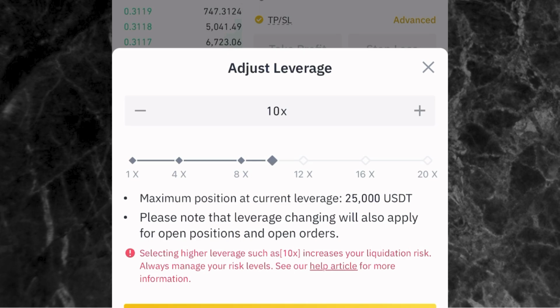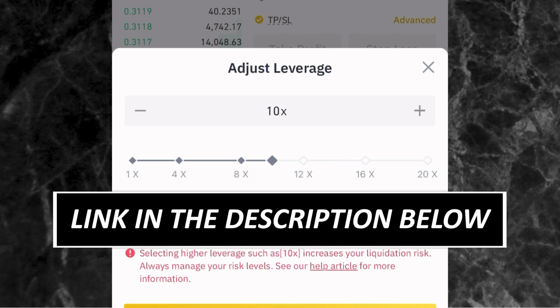Now, I don't have a tutorial video on margin trading yet, but I'll be making that soon. But I have a tutorial video, a complete guide on how to do futures trading on Binance. If you've not watched that, I'll put the link to that video in the description below.